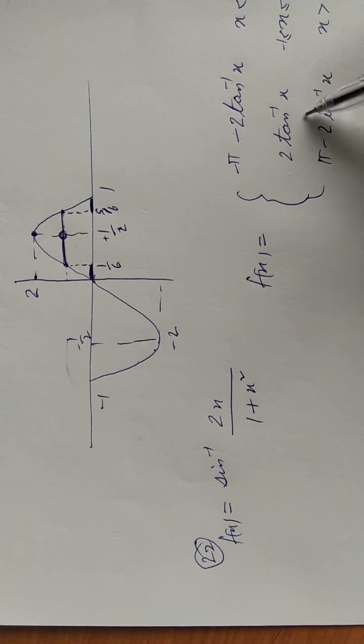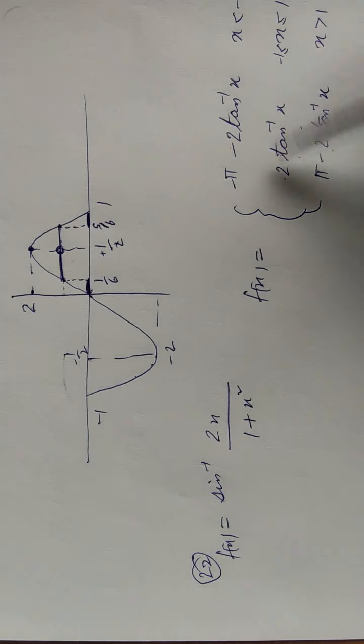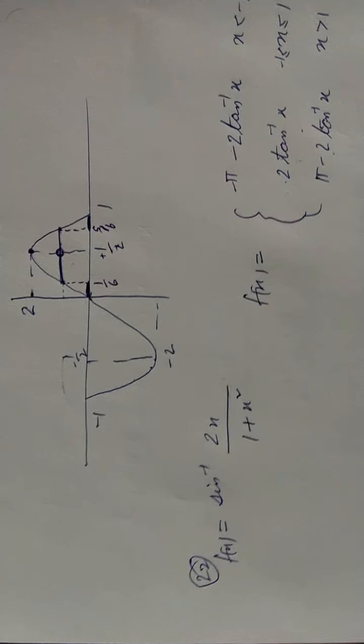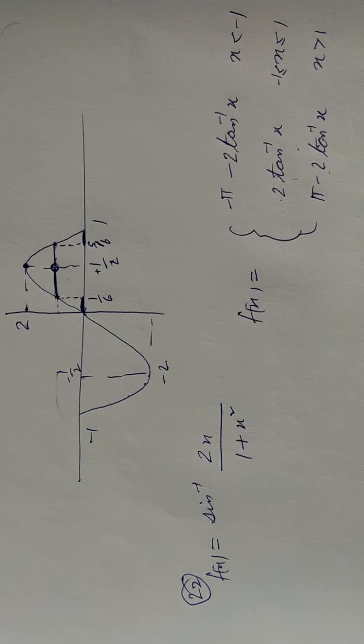Extending to 1, from the negative side its differentiation would be 2 upon 1 plus x square, and for this it would be -2 upon 1 plus x square. So function is not differentiable at x equal to 1. Similarly, you can calculate for x equal to -1 as well. Moving on to the next question.